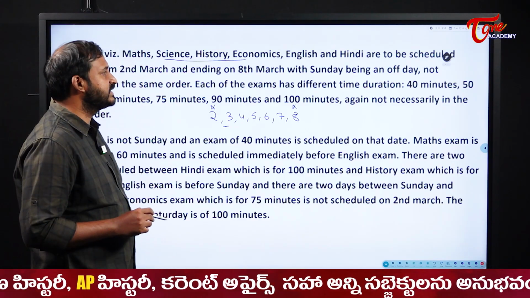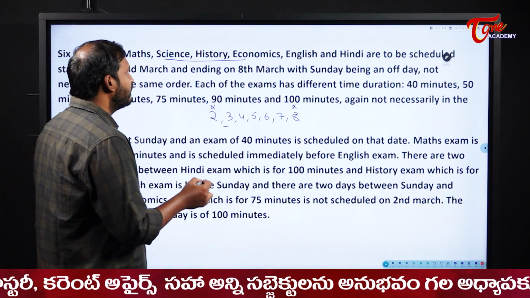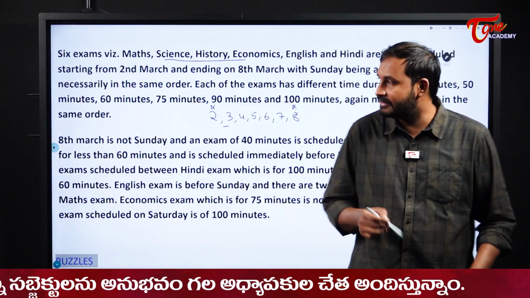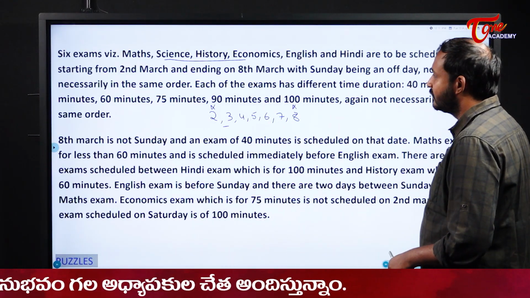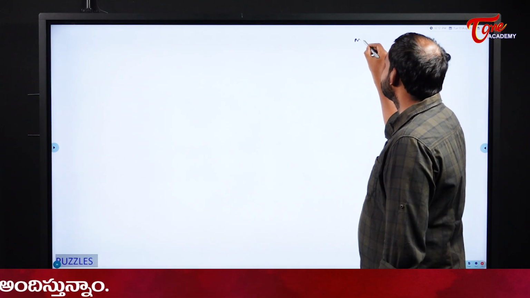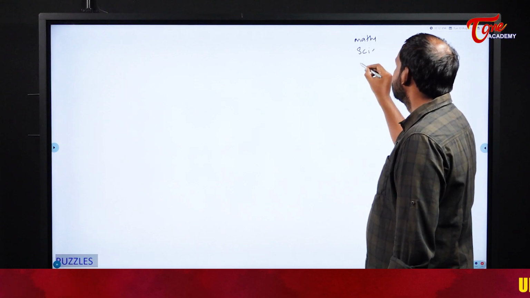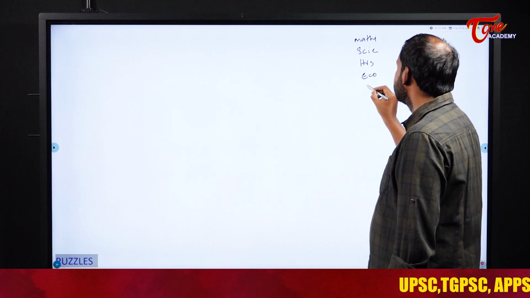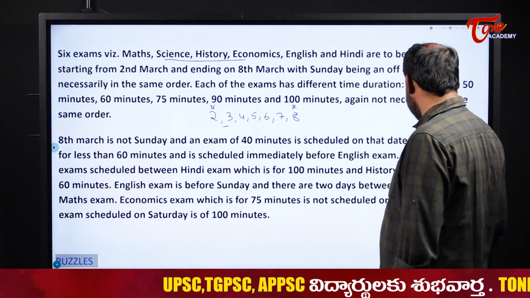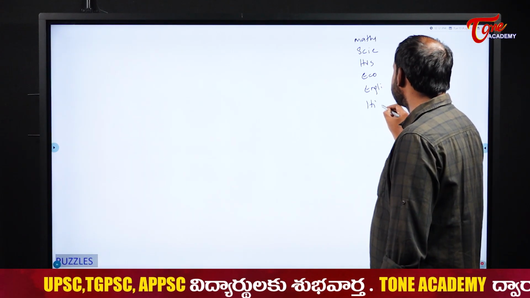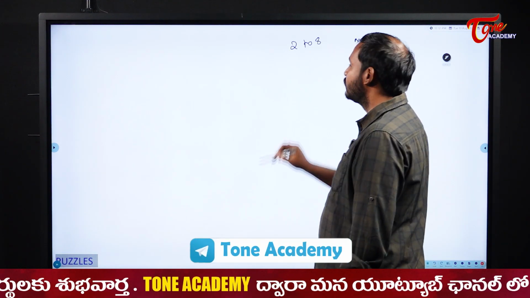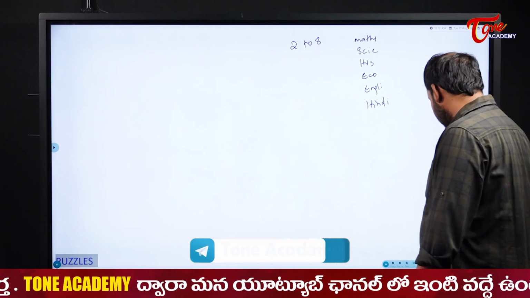Not necessarily. Each of the exams has different durations. Now each examination has a different duration: 40 minutes, 50, 60, 75, 90 and 100 minutes. Again, not necessarily in the same order. Okay, so we will take a new slide and try to write the same data there. So, Maths, Science, History, Economics, English and the other subject for us is Hindi. Okay, these are the 6 subjects for us. So, the examination is going to be conducted from 2nd to 8th. In between that, we will have one Sunday. That is the data they have given for us.